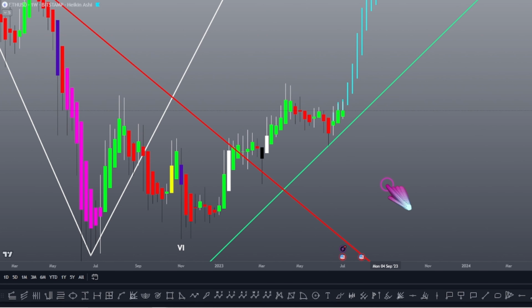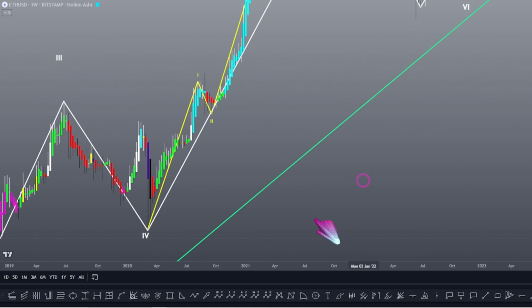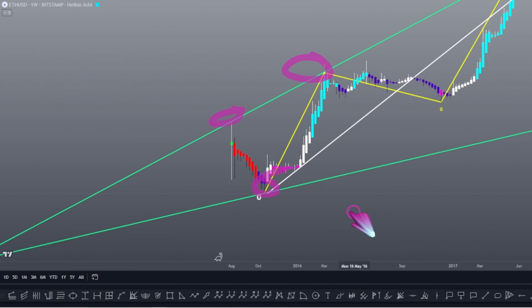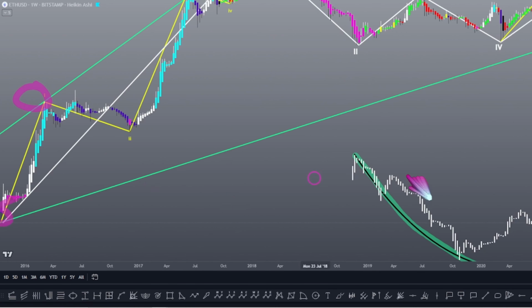I haven't touched this in months. I haven't even looked at this chart in months, and we came down and we touched this for the second time in history. The only other time Ethereum touched this was literally back when it had its lowest low in October 2015.